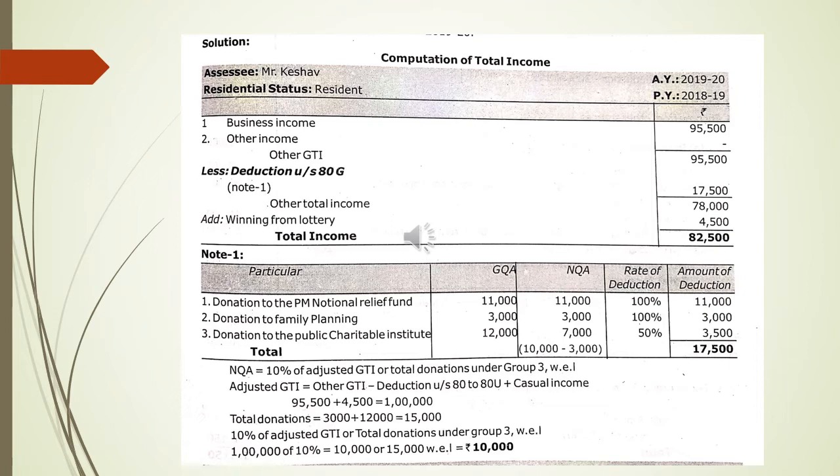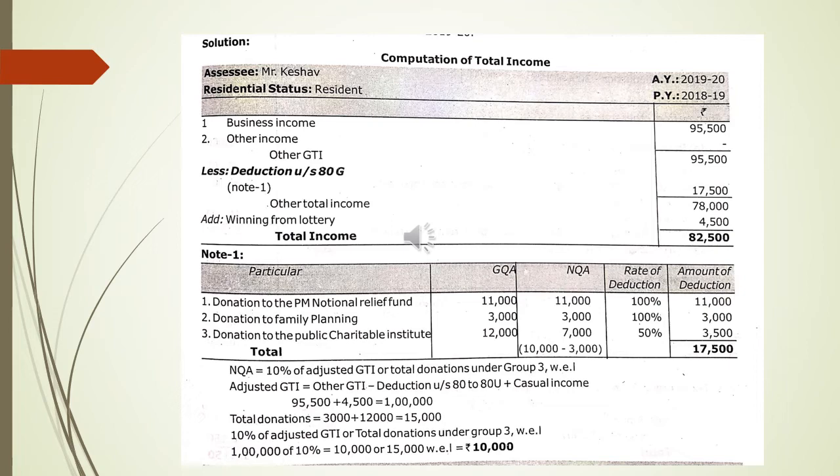So there are two donations which will be eligible under Group C. Whenever we have Group C, you have to remember we have to calculate 10% of adjusted GTI. To calculate adjusted GTI, we have to take gross total income minus deductions under section 80C to 80U plus casual income. So 95,500, we don't have any other deductions other than 80G, and we have to add casual income 4,500. Total it comes to 1 lakh.